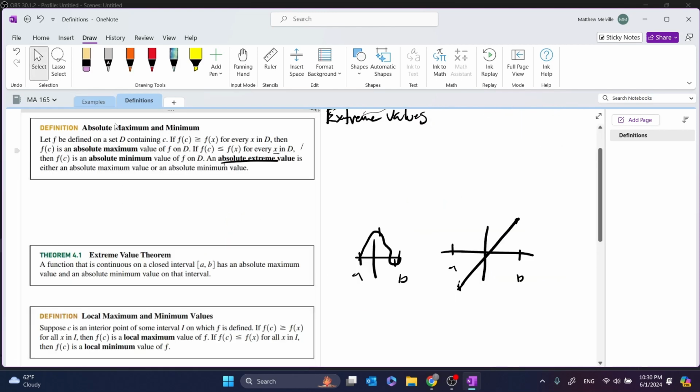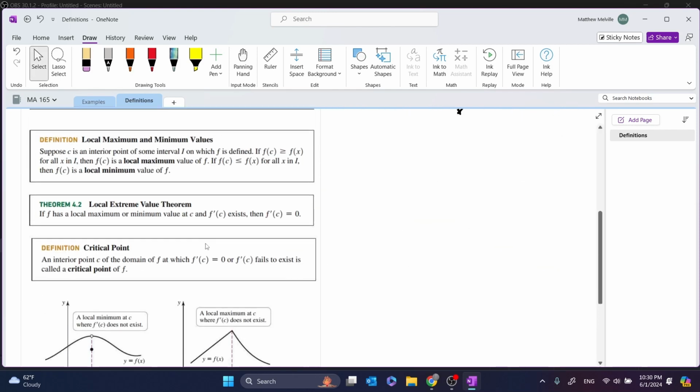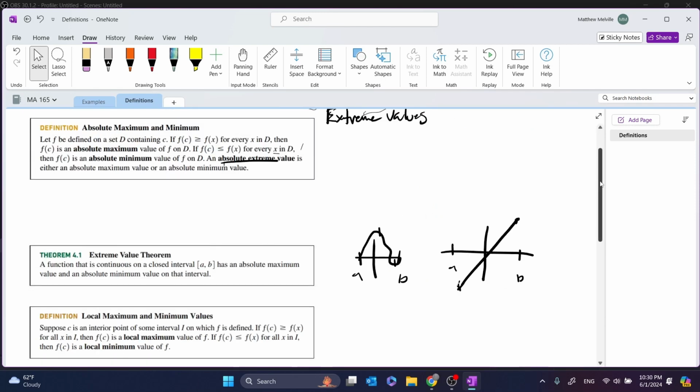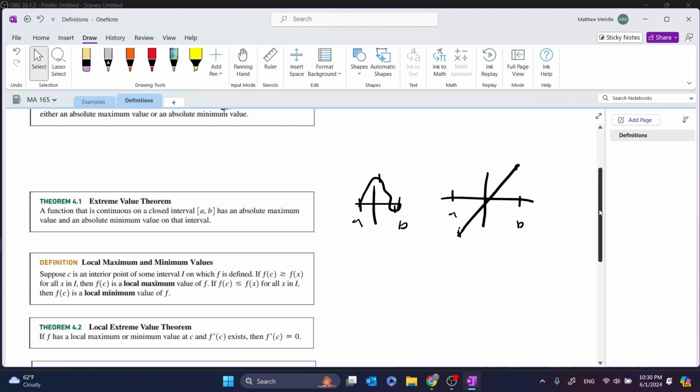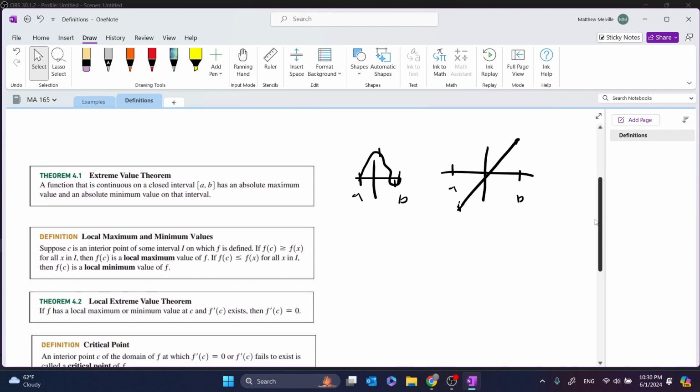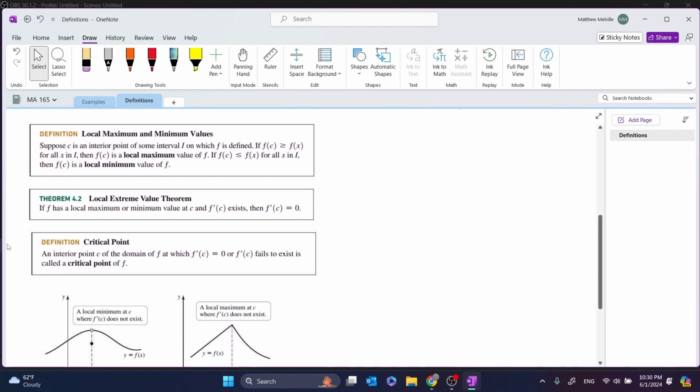And if I go back to our definitions and look at it, we have this extreme value theorem that says if there's a local maximum or minimum at c and the derivative exists, then f prime of c equals 0. Great. So we know that. If it's a local max or min, the derivative has to be 0. A critical point is another thing we call these extreme values. A critical point is defined as where the derivative is 0 or the derivative fails to exist. It's called a critical point.